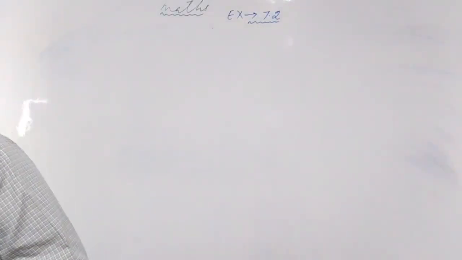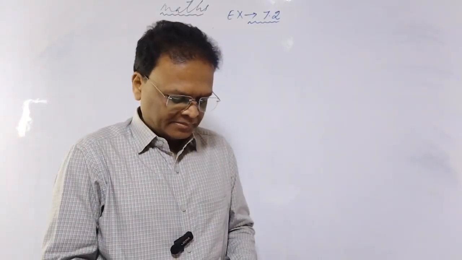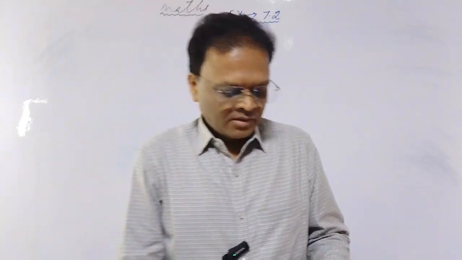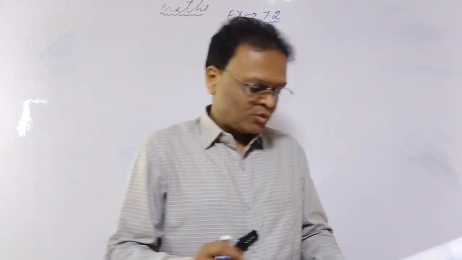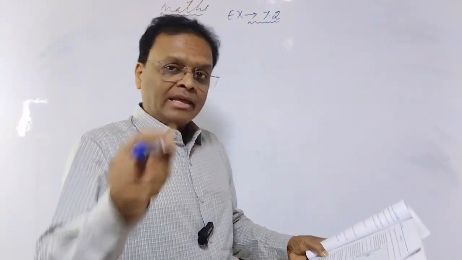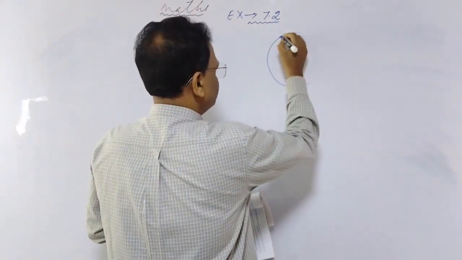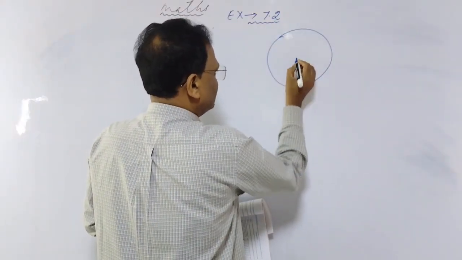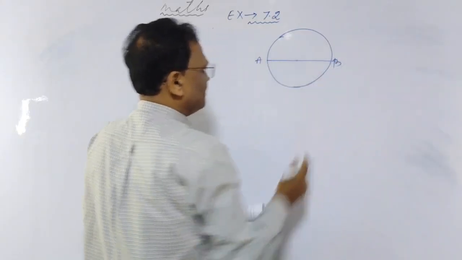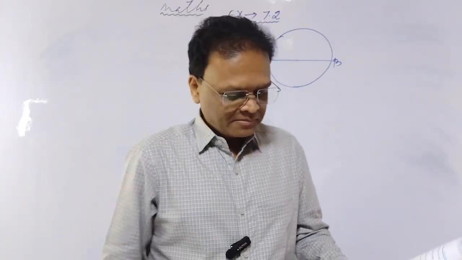Next is question number 7. The question is: find the coordinates of the point A, where AB is the diameter of a circle whose center is (2, minus 3) and B is given. It's a very simple 2 marks question. So let me draw one circle. According to the question, AB is the diameter of the circle. Again, let's proceed.